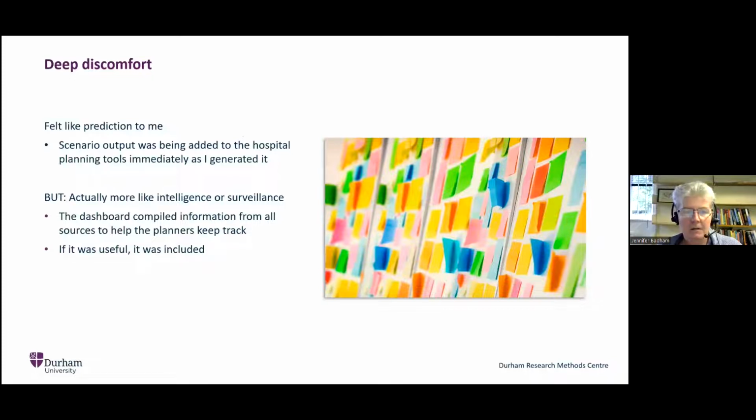The scenario output I was generating was being added to the hospital planning tools within an hour or two of me giving it to them. Reflecting on it later, though, it was less like prediction and more like intelligence or surveillance. Their dashboard had lots of models in it. It compiled information so that the planners could think through all of the bits of information they had, and it kept track of anything that was useful. It didn't say that these projections are what's going to happen. They were just tracking every bit of useful information they could.